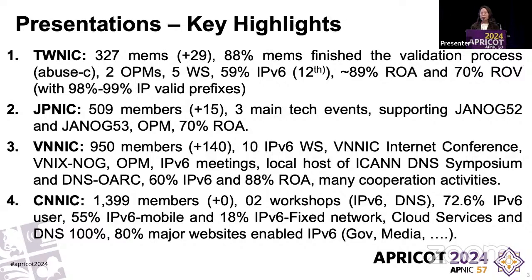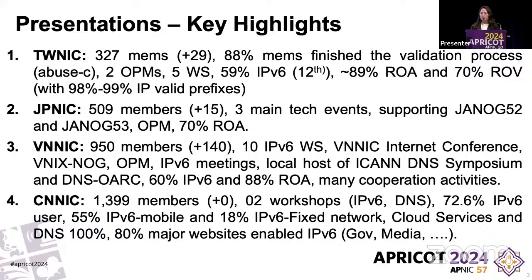About the presentations, the key highlights for each: from Taiwan, Team Wang gave a great update on the delegation, and the members increased last year. They got more than 300 members, and also almost finished the validation process for a bill contact. They had 2 OPMs per year, 5 workshops, and many activities for IPv6 deployment in Taiwan. They got nearly 60% IPv6 adoption rate.